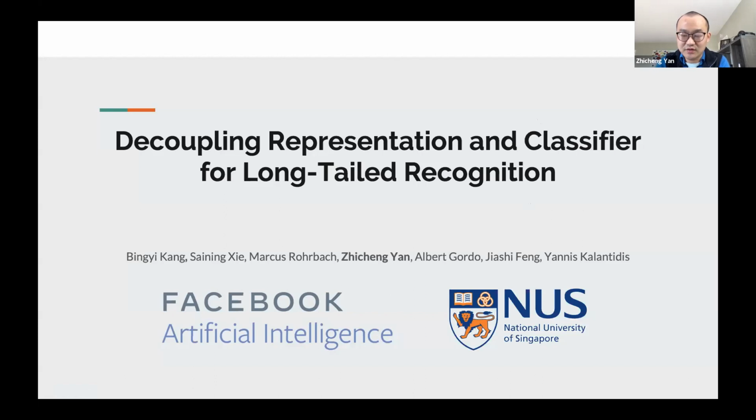It's a pleasure to join the workshop. I think it's focusing on an important problem in the community. As the previous presenter pointed out, in the real world, the data set is usually a long-tailed distribution. So I'm happy to present our recent work at ICLR 2020 on the topic of decoupling representation and classifier learning for long-tailed recognition. This work is a joint collaboration between Facebook AI and the National University of Singapore.